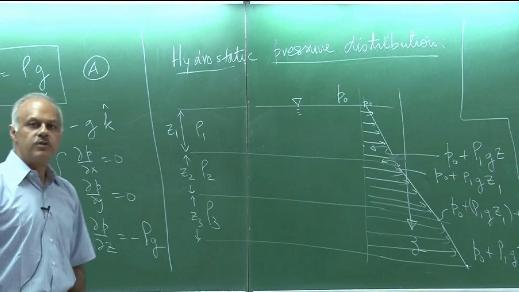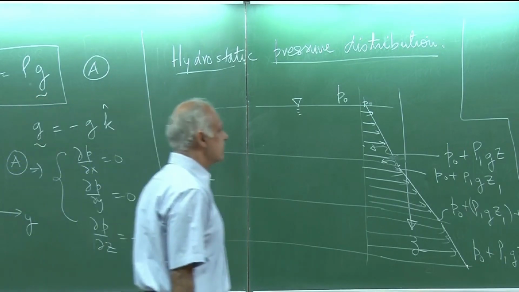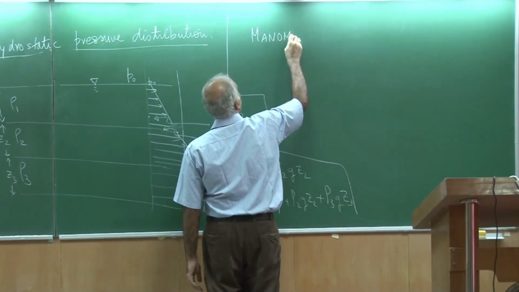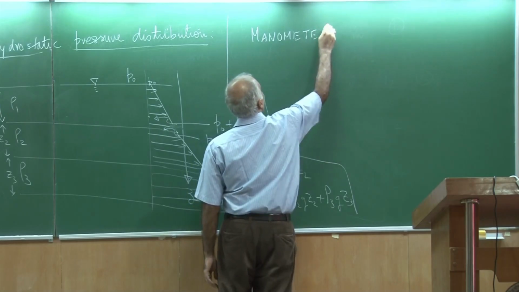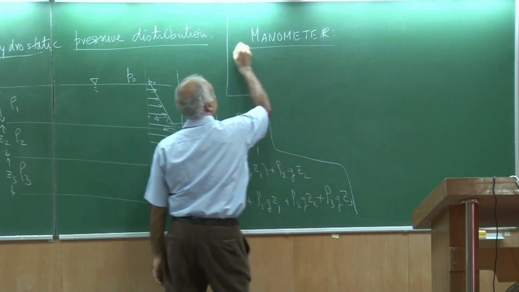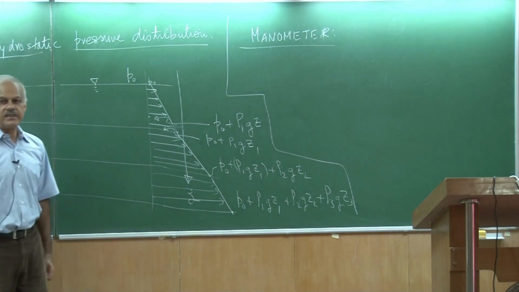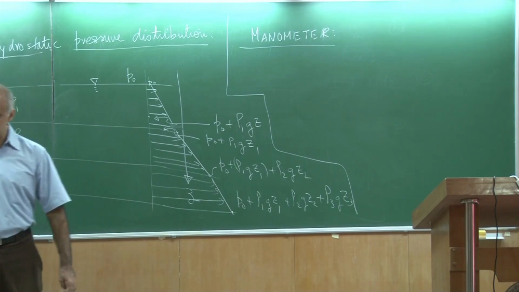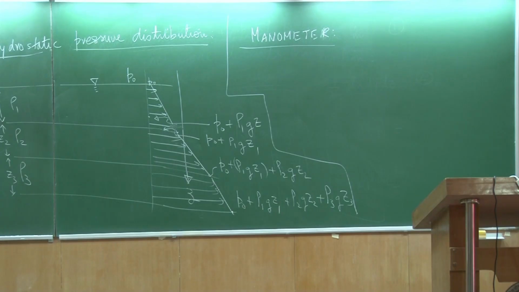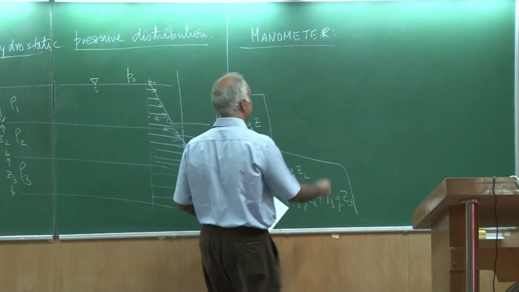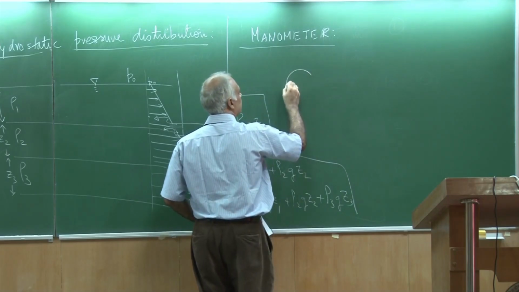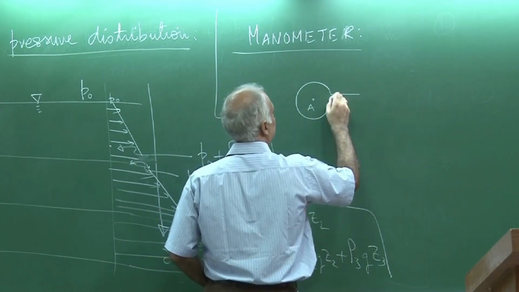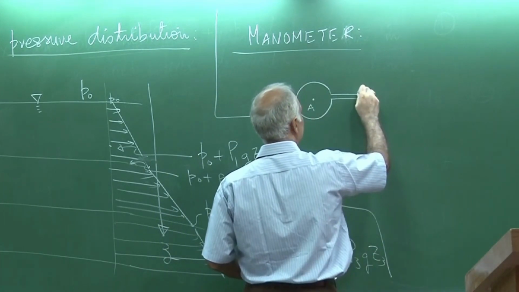I would now like to show you one application of the manometer. So, we use an instrument which is called a manometer. This instrument is used to measure the differential pressure between 2 points in a fluid. So, I will show you a small setup, and then we will try to see how it can be used. So, suppose I have a bulb here. Let me call this point A, and this is connected to a U tube.